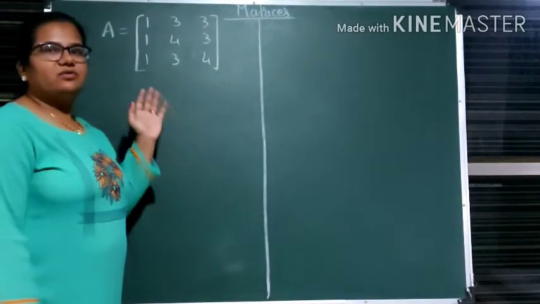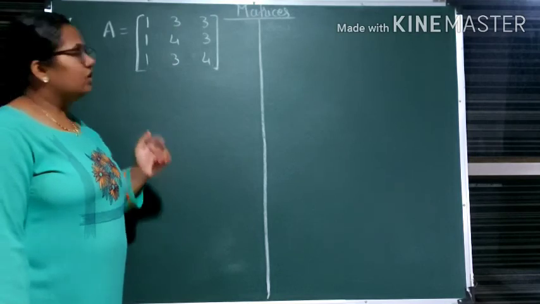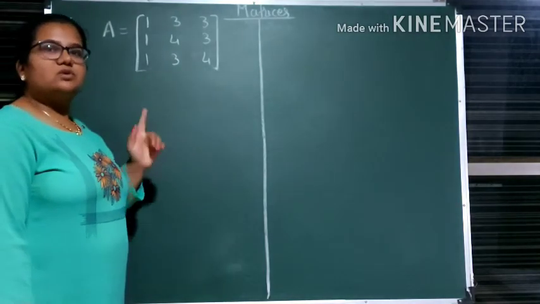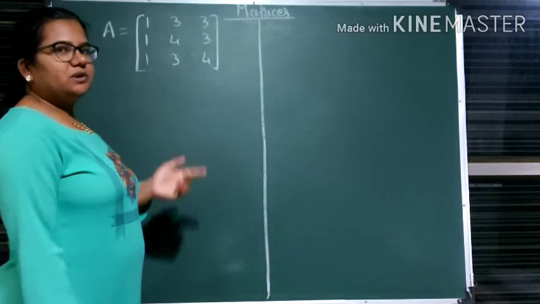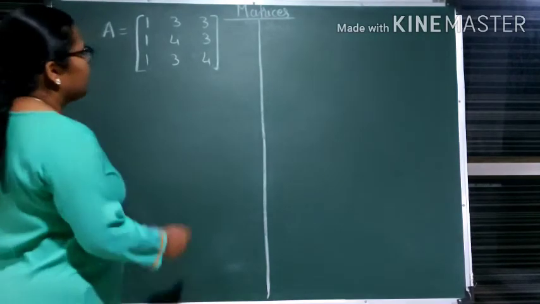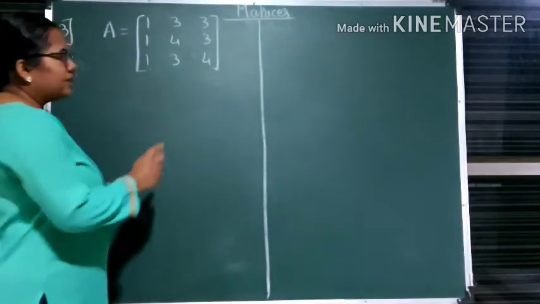Now we'll take the next example. You have to find the inverse of this matrix. In this example, we will use column transformation so that you understand the column transformation. First, we will see whether the inverse of this matrix exists.